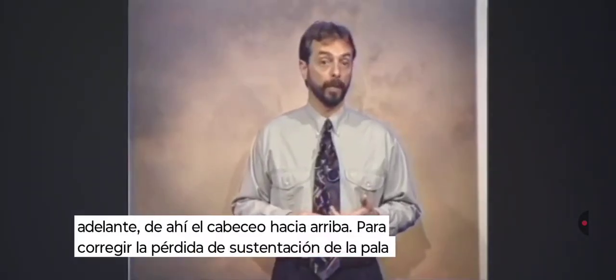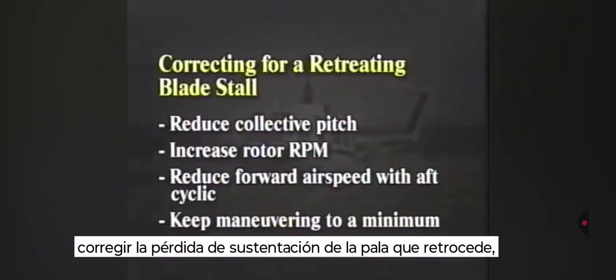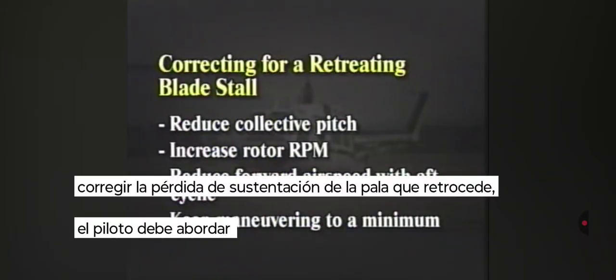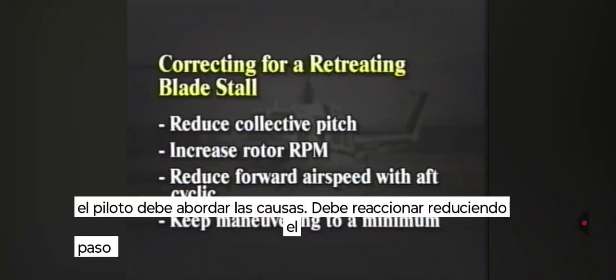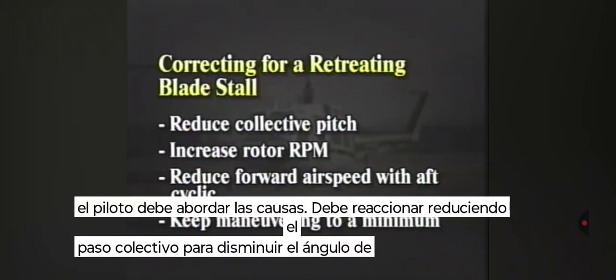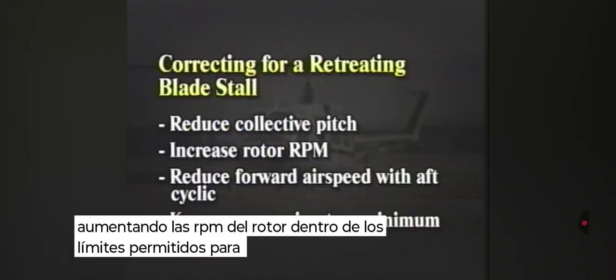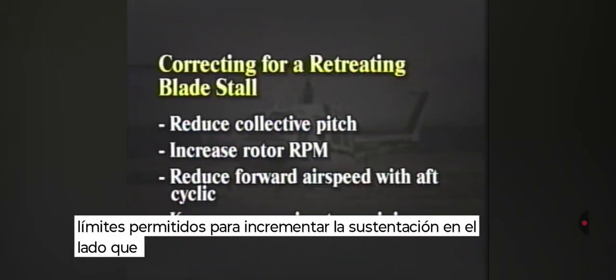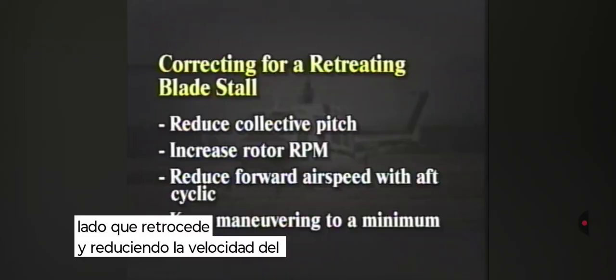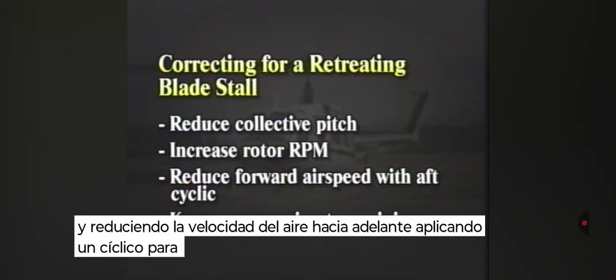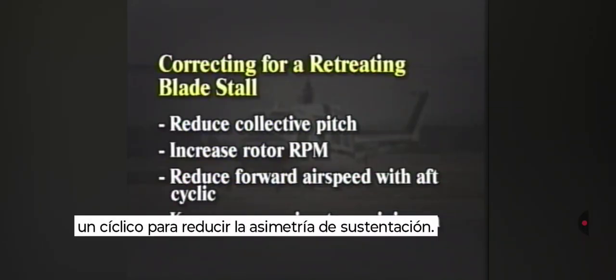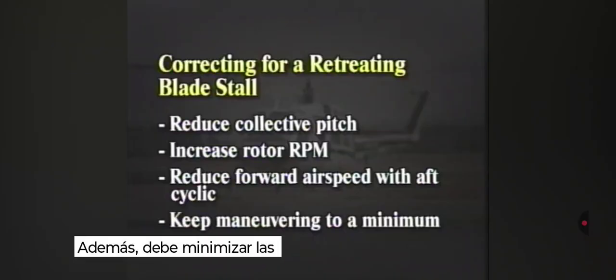You correct for retreating blade stall by dealing with the causes. The pilot should react by reducing the collective pitch to lower the angle of attack, increasing the rotor RPM within allowable limits to increase lift on the retreating side, and reduce forward airspeed by applying aft cyclic to reduce the dissymmetry of lift. Also, keep maneuvering to a minimum.